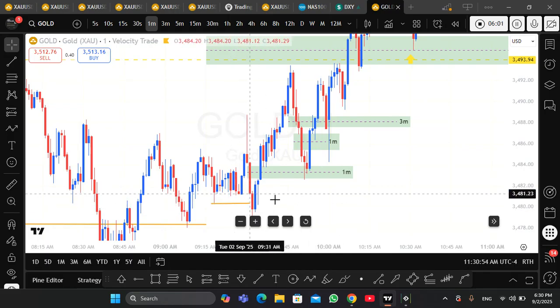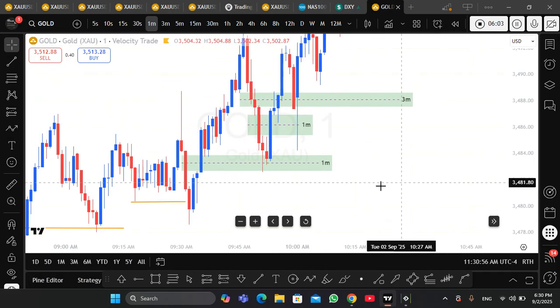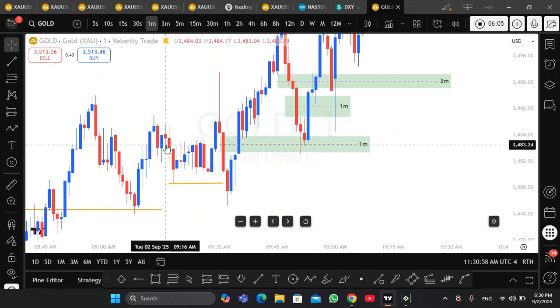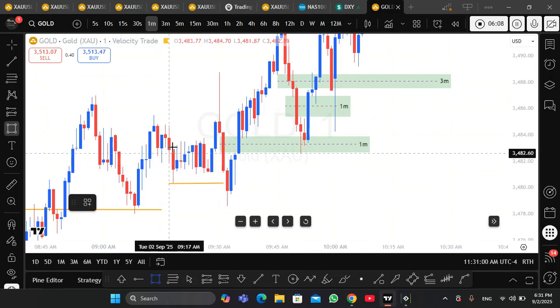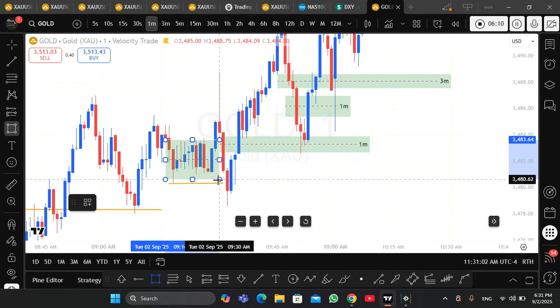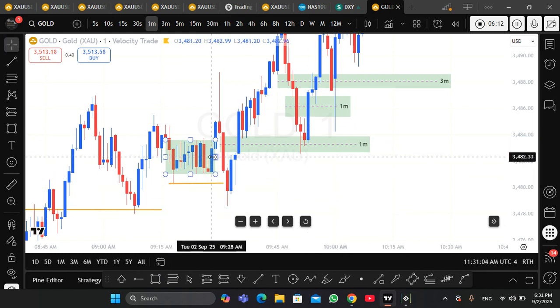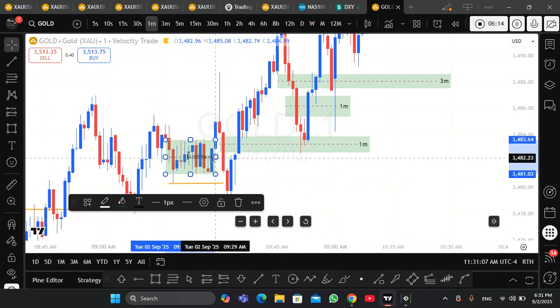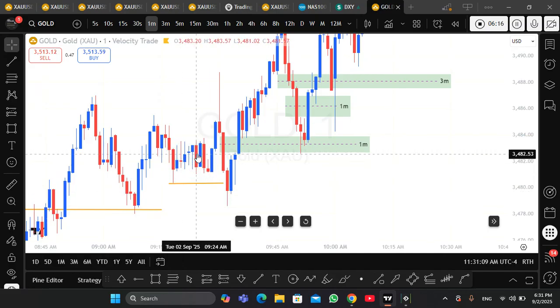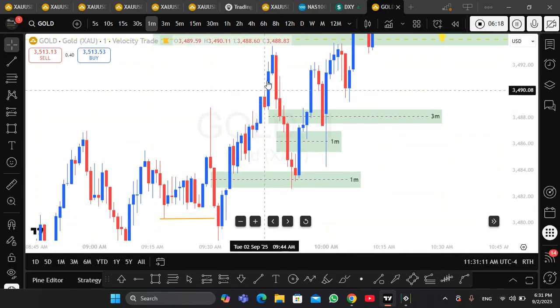This is a sweep through this box. So the market changed its direction. This is a sweep, so I want to show you. Okay, this box is swept because it is accumulation, manipulation, and then distribution.